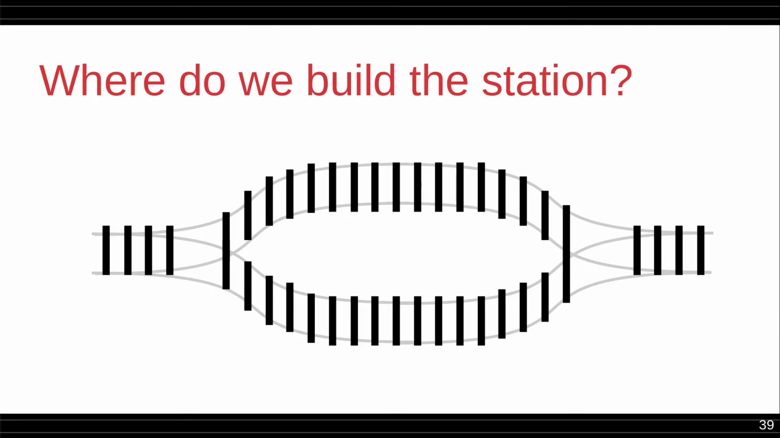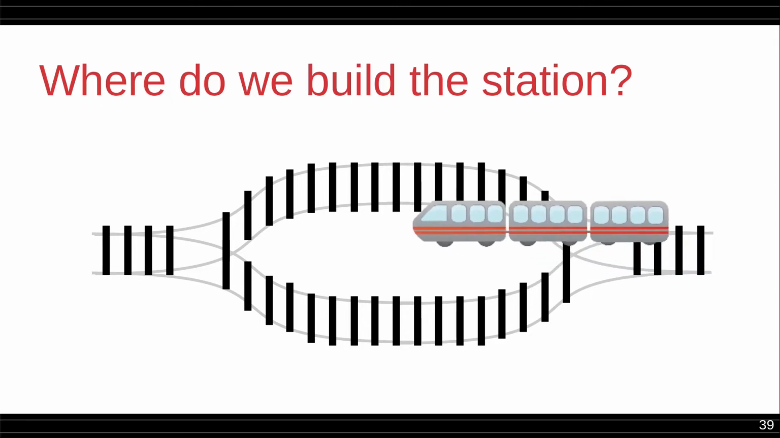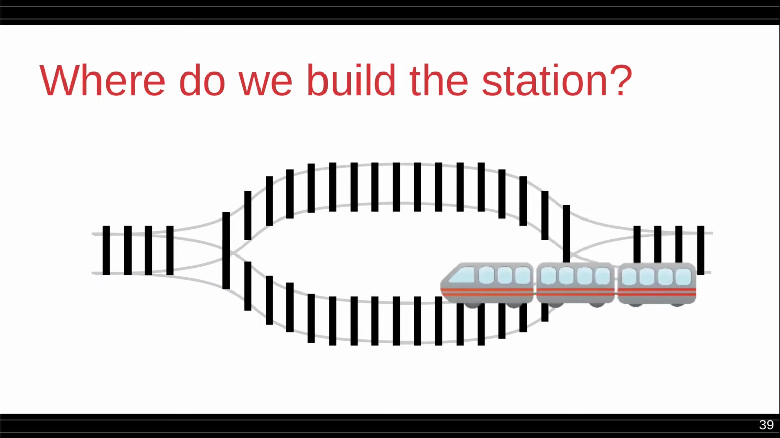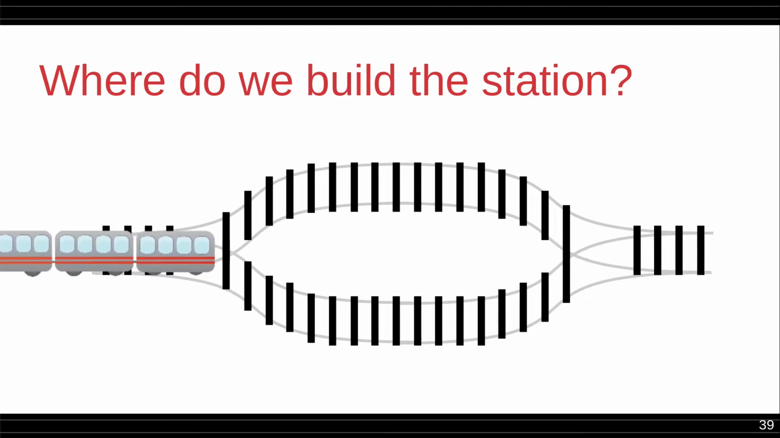This is a simple single-track railroad. The trains come in from the right and have to stop here. Now we got a switch here. The trains can either take the top track or the bottom track. So the question is, where do we build a station?